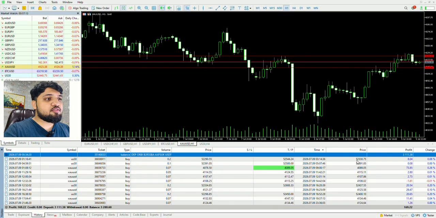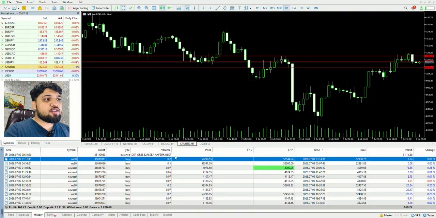As you can see, the risk is very small, as we have opened the trades with 0.01, 0.05 and 0.07 lots. So this is the original dashboard according to my signals analysis that I share in my free group.